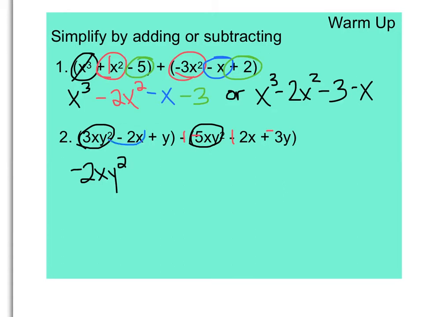I have a negative 2x and a positive 2x, so those are going to cancel out, because remember we don't write 0x, we just drop it. And then I've got a positive y or 1y and a negative 3y, so that's going to make negative 2y. Again, 0x is not acceptable. We just drop that one completely off. And there's your answers.